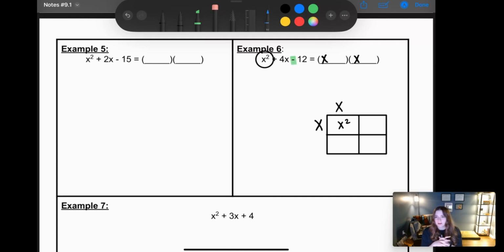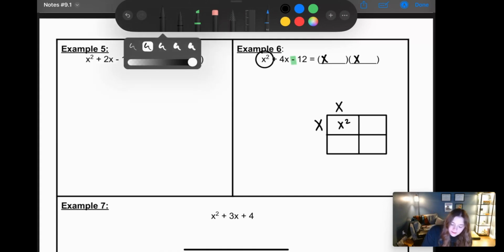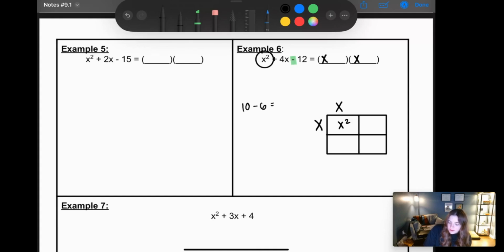We could try a few different things, right? We could try 10 and negative 6 together, and that gives me 4, right? And that's perfect, that's what I want. But if I multiply 10 and negative 6, what does that give me? Negative 60. Well, that's not negative 12, so that's not going to work. So let's try something else. Okay, let's get rid of that.